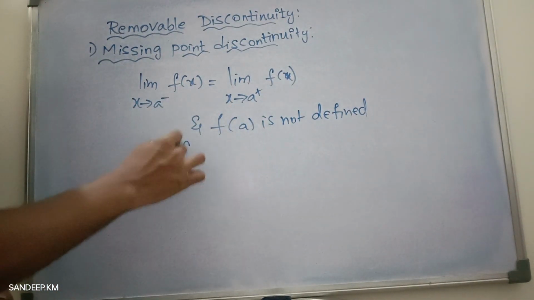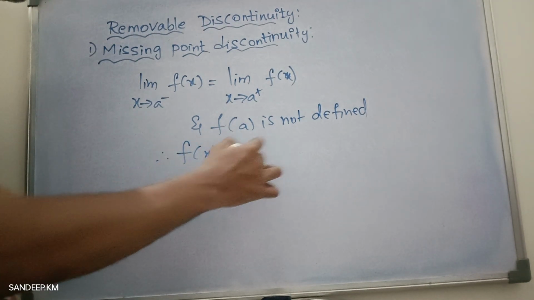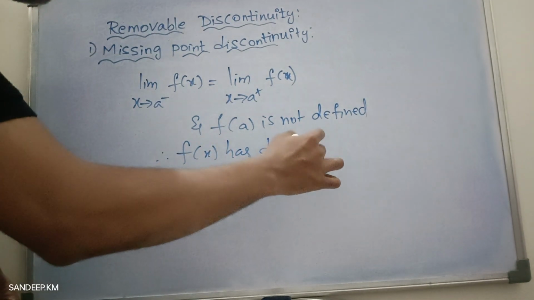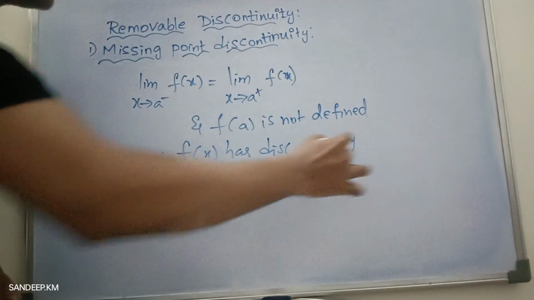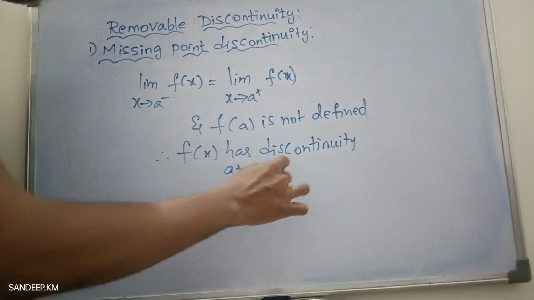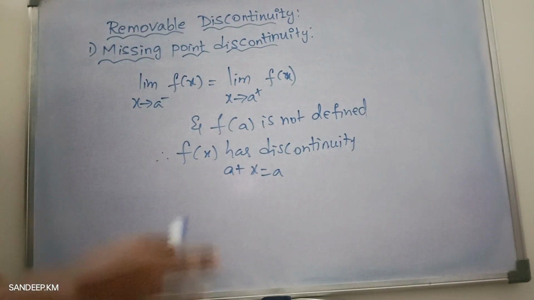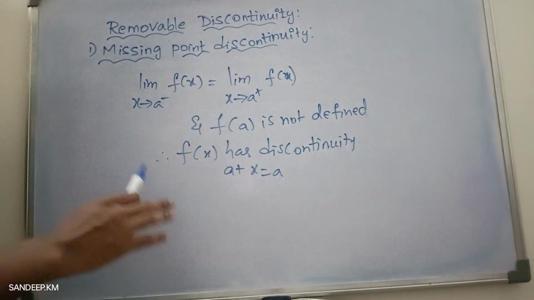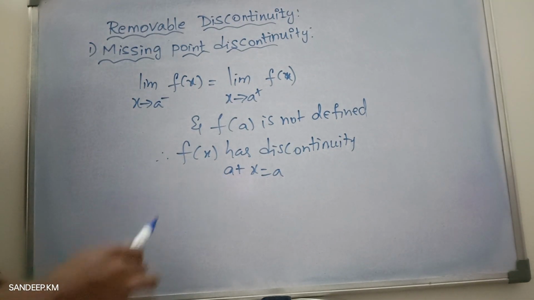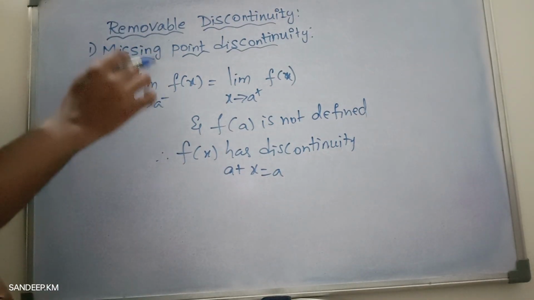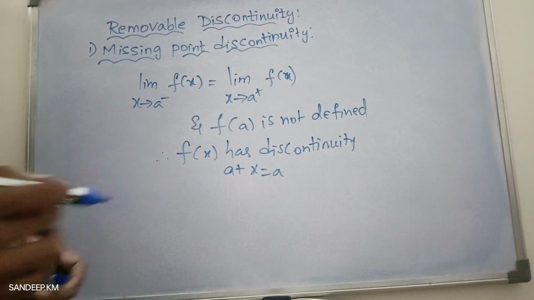Therefore, we say that f of x has discontinuity at x is equal to a. The limit exists, but f of a will not be defined. For that reason, we say that the function has discontinuity at x is equal to a. To understand this missing point discontinuity, let us take an example.